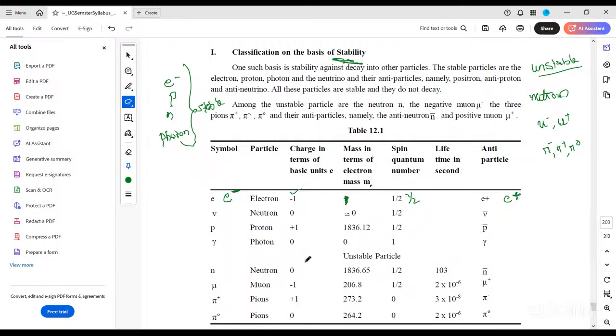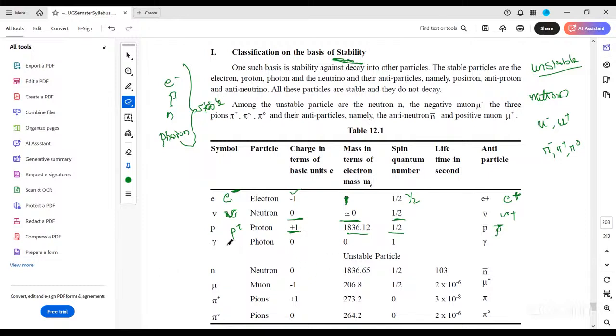And next, what is the next one? Neutrino is represented with nu, and its antiparticle is nu bar. Its mass is 0, spin is 1/2, charge is 0. Next, proton means we have p plus, with charge +1. Its mass, its spin, and its antiparticle is p bar.